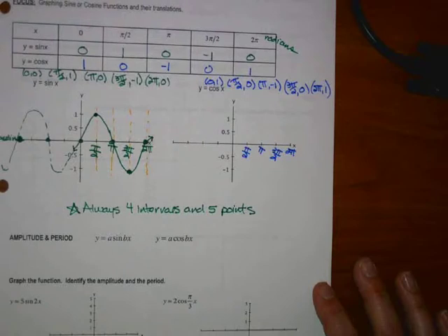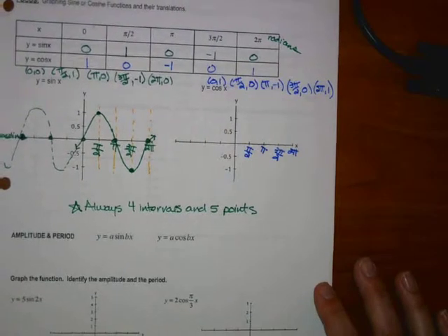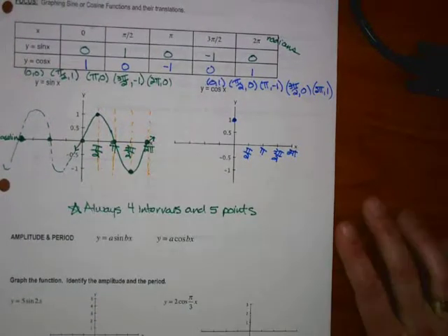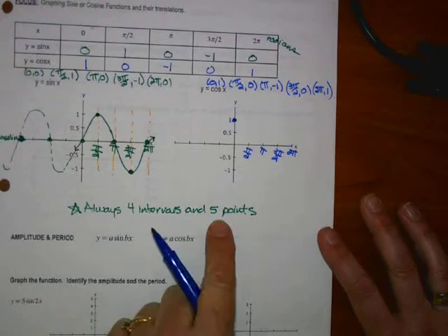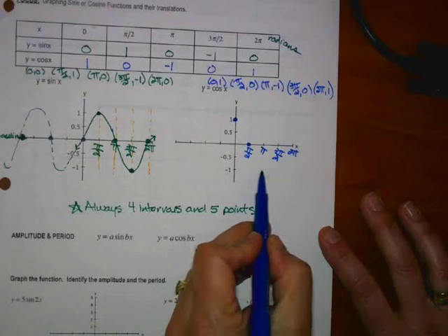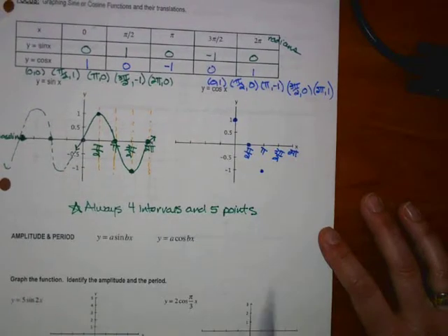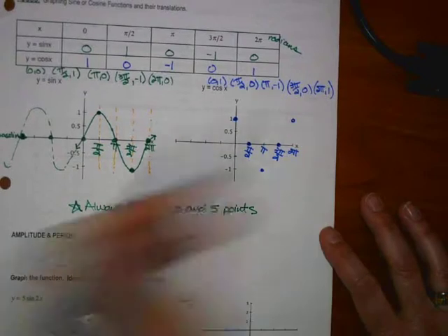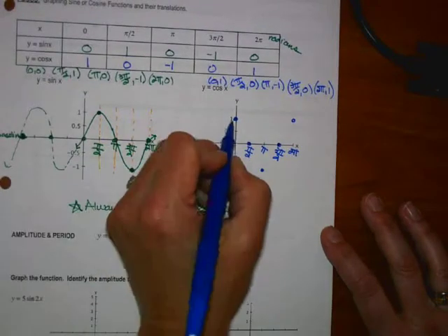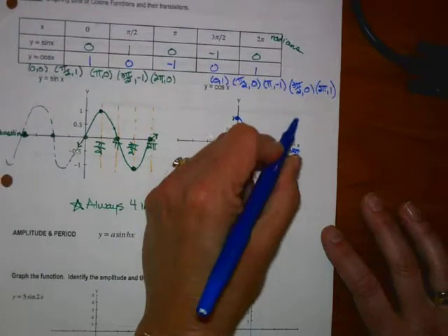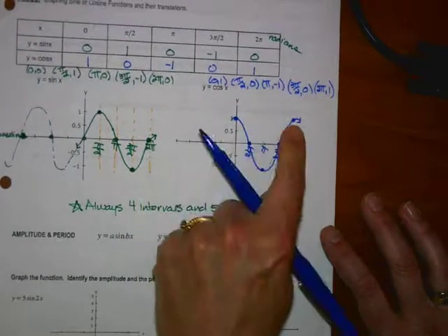Now you're going to notice that the cosine graph does not start at 0, 0. Where does the cosine graph start? 0, 1. That's where the cosine wave starts. It's still going to have 5 points. It goes down here, then up to the x-axis again, and then it goes up to 1. So it only has one little bump like that, and it starts up high. And it would go down again here.